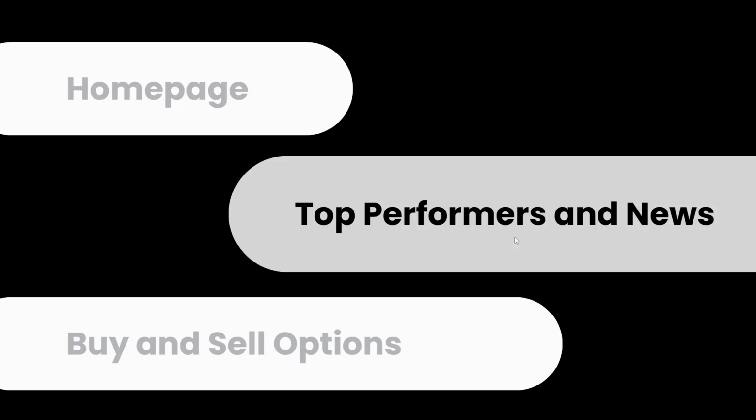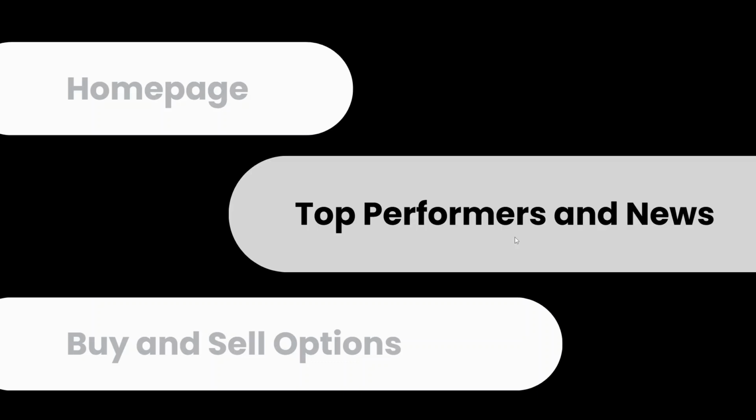Next is the top performers and news. Basically, top performers are the top performing tokens within the last 24 hours. These are found right below the favorites and indicate the best performing tokens in terms of percentage gain again within the last 24 hours. Also, the crypto news is right below the top performers. This section provides insight into the new updates on the platform.